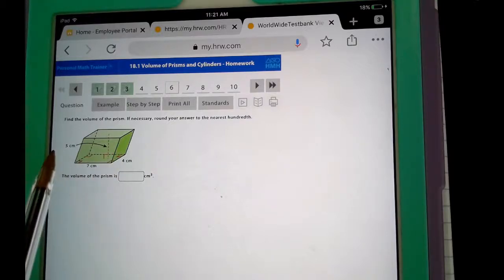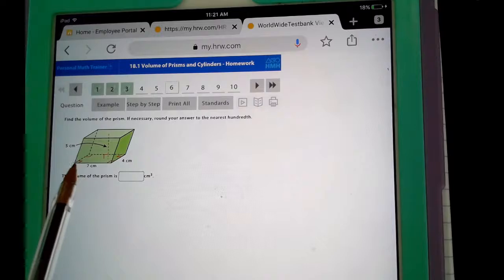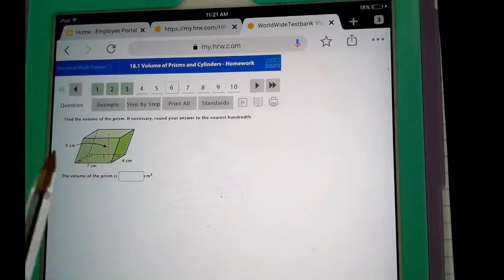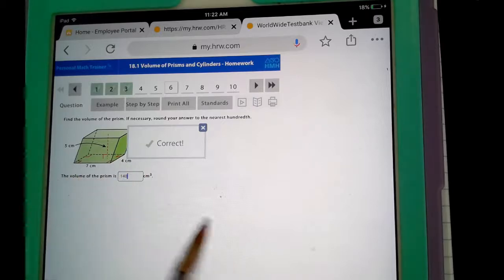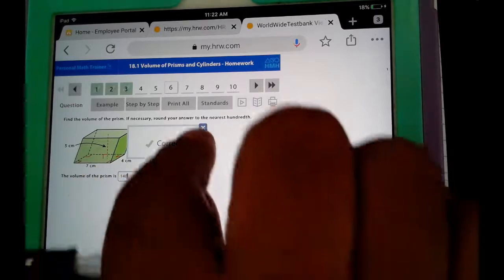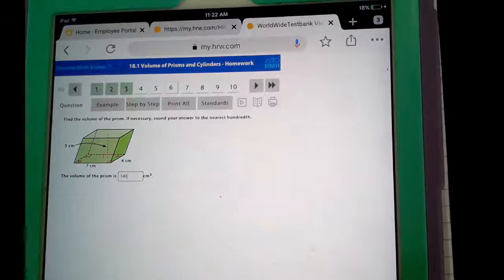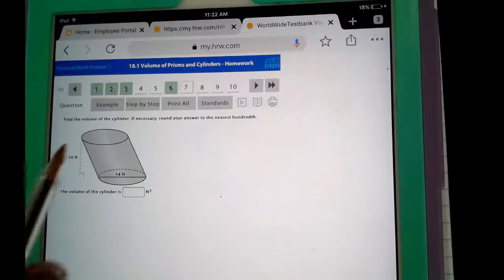So all we have to do is multiply 5 times 7 times 4, or 5 times 4, which is 20, times 7, which is 140 centimeters. Again, just because it's shifted to the right, to the left, the volume in the inside remains the same.